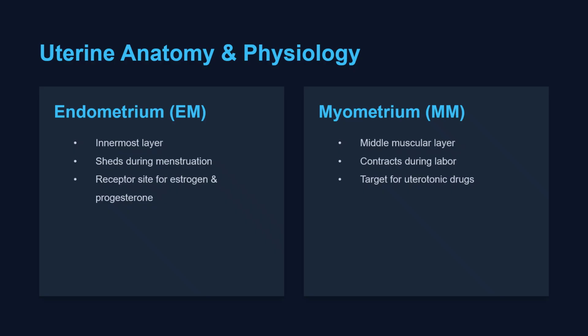Before going to the drugs acting on the uterus, we want to know the uterus anatomy and physiology. If you take the uterus, there are two types of parts in the uterus. One of the main parts is the endometrium, and another main part is the myometrium. The endometrium is also called the innermost layer of the uterus.